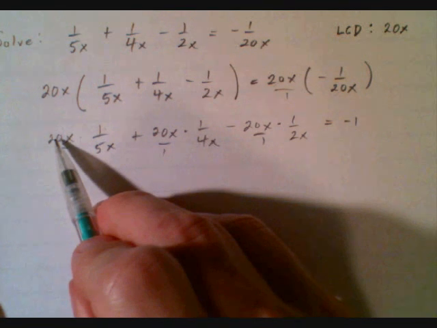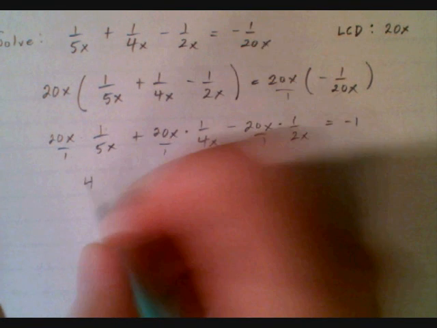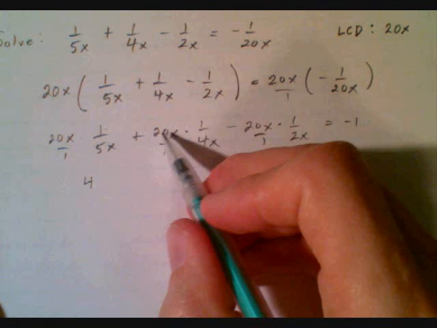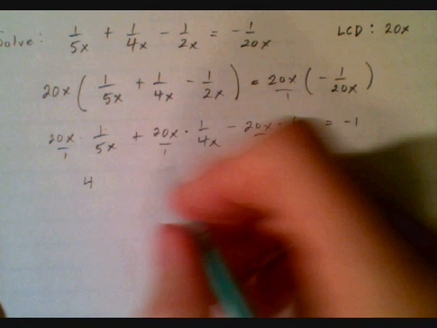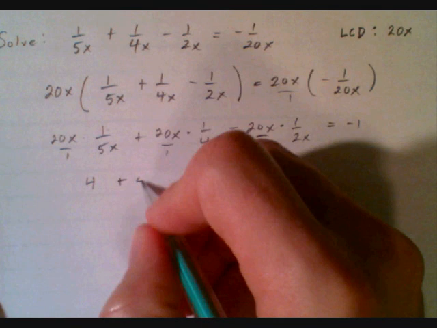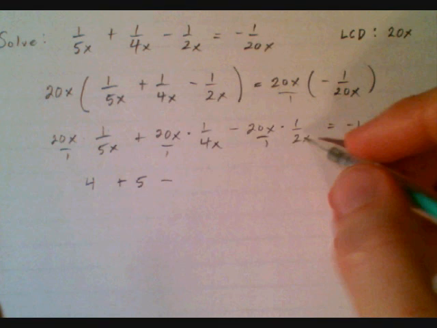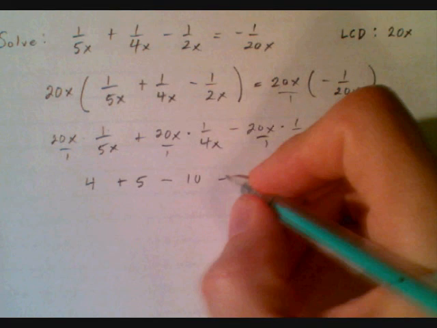Do this similar thing here. X's cancel, and 20 divided by 4 is 5. And here, 20 divided by 2 is 10. 9 minus 10, negative 1.